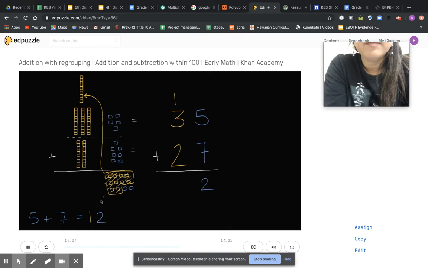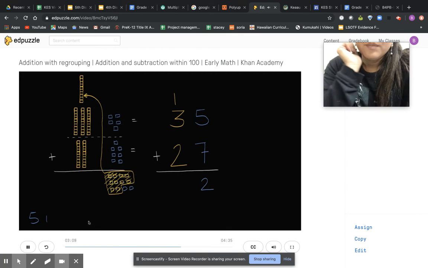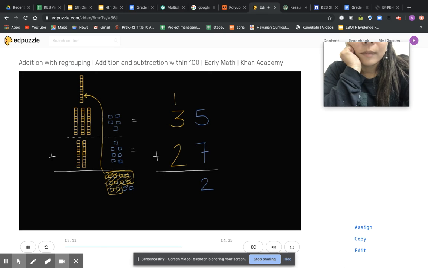But remember, all we did there, as we said, look, we have 5, we have 7. That would be 12. We can't write a 12 in the ones place. So let's take 10 of those 12 and regroup them as a 10. And then we have the 2 left over here. But an easy way to think about it is 5 plus 7 is 12. 1, 2. And now we can add the tens place.